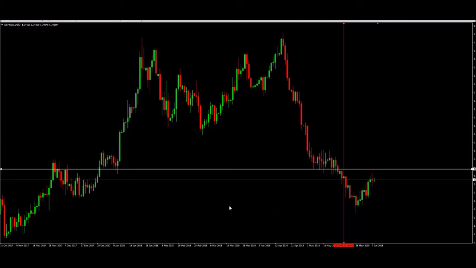Let's go to the reversal trade. The reversal trade was a more recent one, which was taken on the Australian dollar.